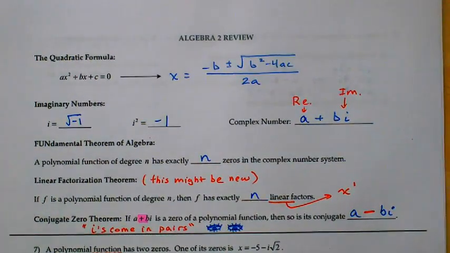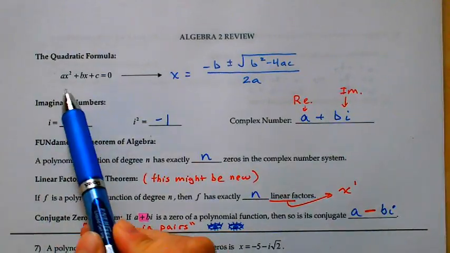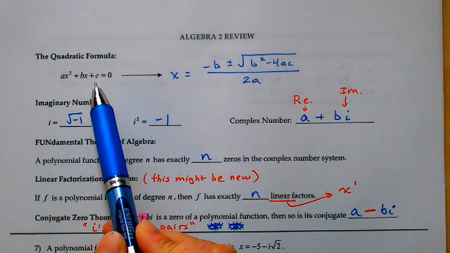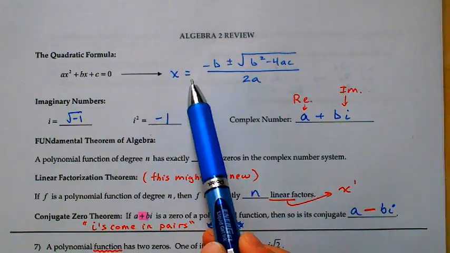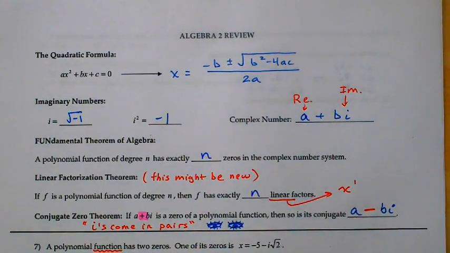Hey, what's up, pre-calculus? Let's go over a few things from Algebra 2 that we will use to proceed with pre-calculus. First is the quadratic formula. Let's remember, if we want to solve a quadratic equation, we could always bust out our favorite little x equals negative b plus or minus the square root of b squared minus 4ac all over 2a.